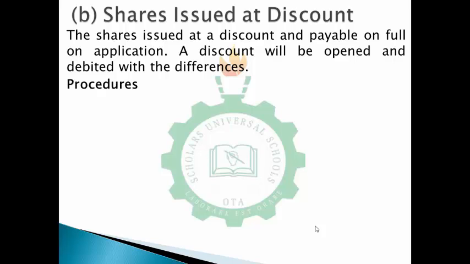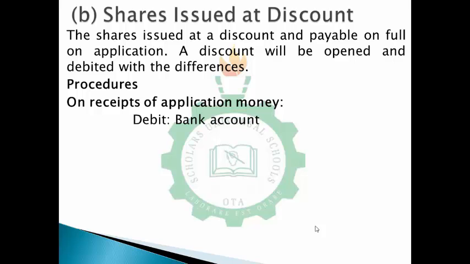Now the procedure is that, at the point of receiving money, nothing has changed. On receipt of money, you are still debiting your bank account, because of course money is getting into your bank. And who is paying? Applicants. You credit applicants. You're still fine.